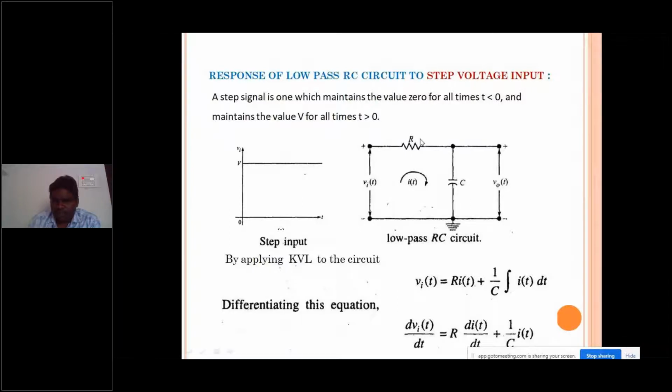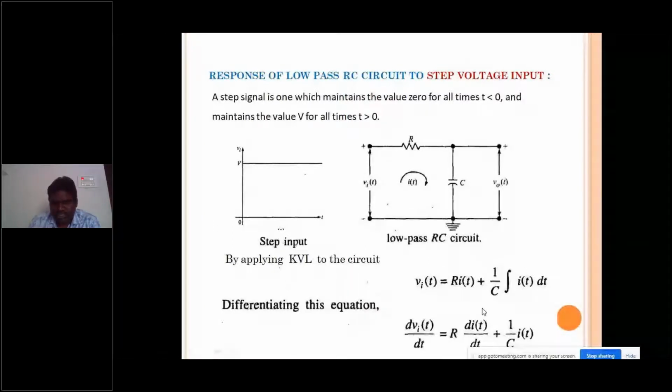Something is going to be dropped across this, something is going to be dropped across this. If I consider some current i of t flowing in this loop, then what will happen? The drop across this I can calculate as I into R, and the voltage across this I can calculate as 1 by C into the integral of i of t dt. So by adding these two, the drop across this and the voltage across this, that must be equal to the input voltage. That is what is indicated in this equation.